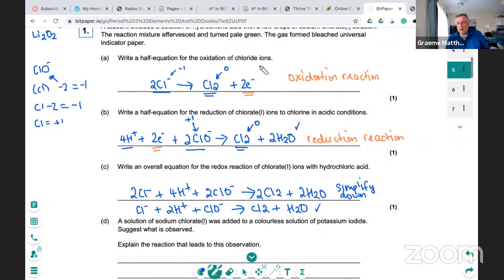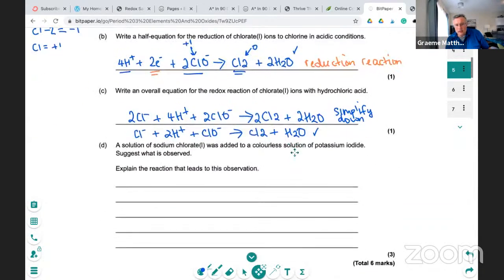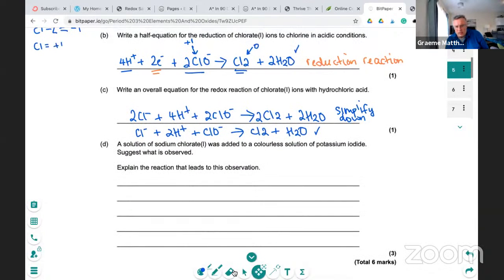All right, then. So here we are, 3 for 3. Now, on this one, I added this in because this is one of these, well, I wouldn't really call it an essay question, more just one of these wordy questions you just got to answer, right? So it says a solution of sodium chlorate(I) was added to a colorless solution of potassium iodide.